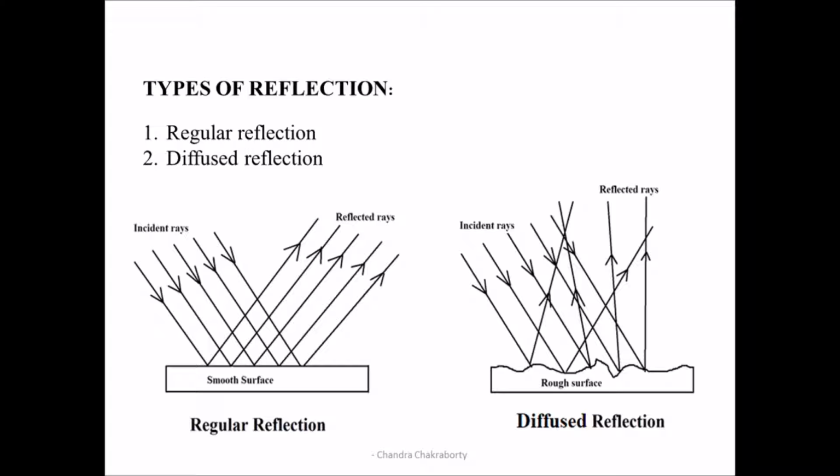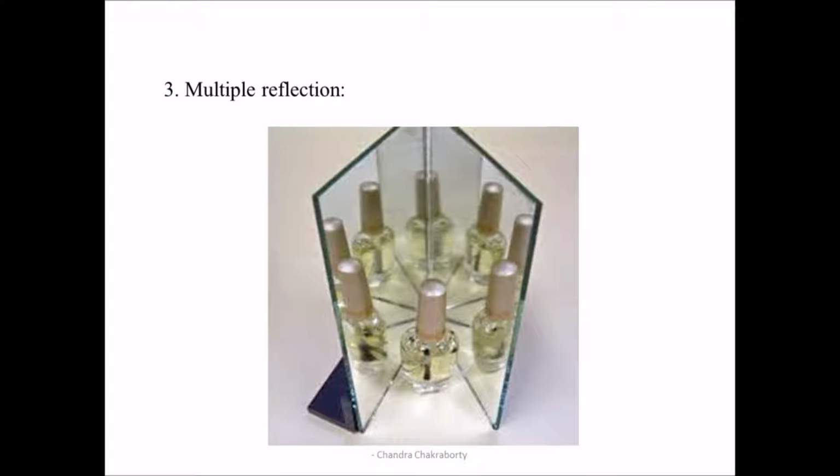But in case of diffuse reflection, you can see that the surface on which the incident rays strike is irregular and rough. That's why diffuse reflection is also called irregular reflection. So in this case, the incident rays that strike the irregular surface are reflected back in different directions, resulting in irregular reflection. Now the third one is the multiple reflection. So here in this example, we have kept only one object. There is only one bottle of nail polish and two reflecting surfaces. We have kept two mirrors. But using one object and two mirrors, we are getting so many images. That means we are getting multiple reflection.